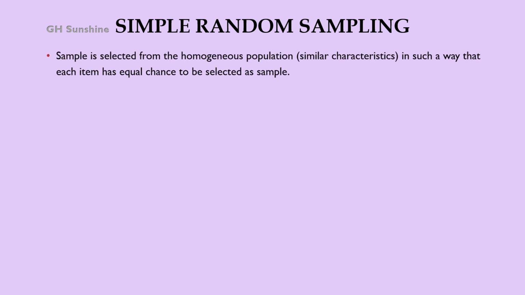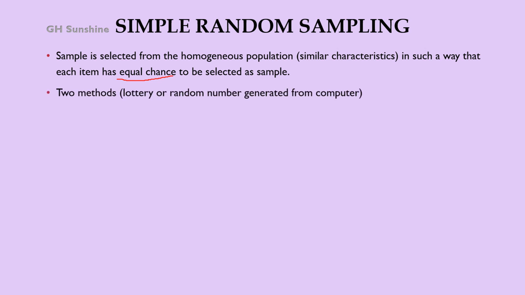Let's focus on simple random sampling. The sample is selected from a homogeneous population, meaning similar characteristics, in such a way that each item has an equal chance to be selected as sample. Let's say the population is 100, but the sample is only 10. So equal chance means 10 over 100, which is 0.1, the probability value to be selected.